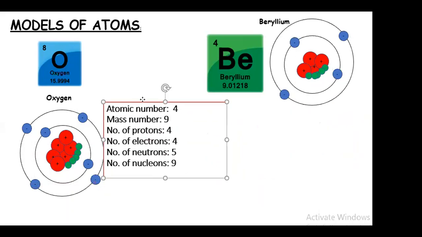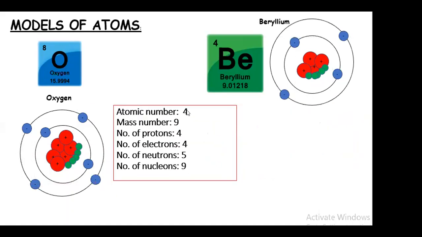I want you all to complete this for oxygen. You can do it right now on the chat. So write down your answers for oxygen's atomic number, atomic mass number, number of protons, electrons, neutrons, and nucleons. I'll give you 3 minutes.